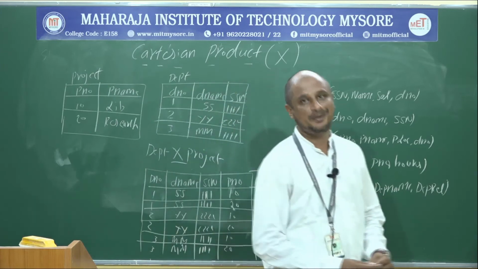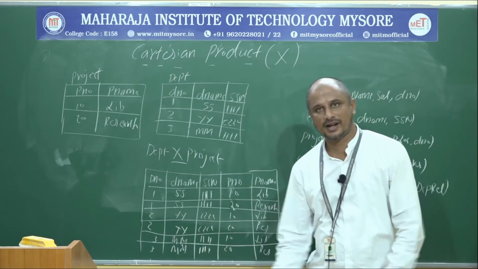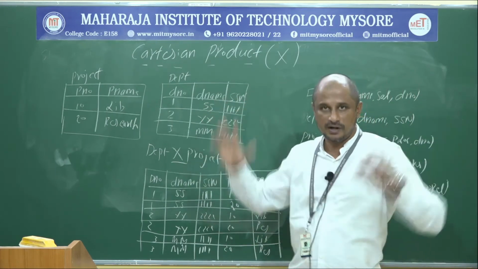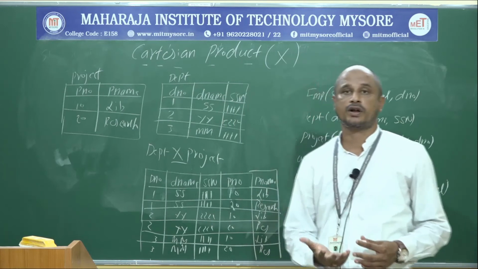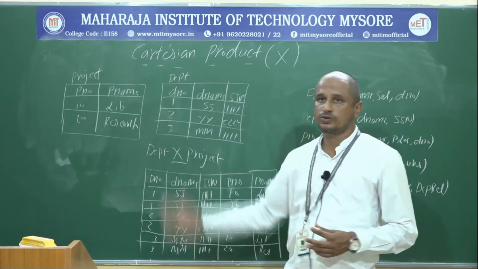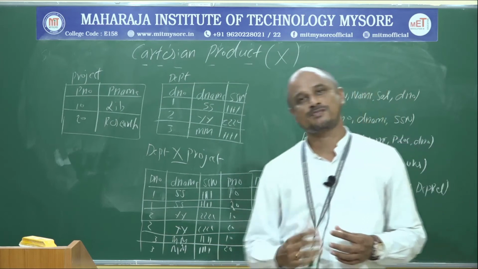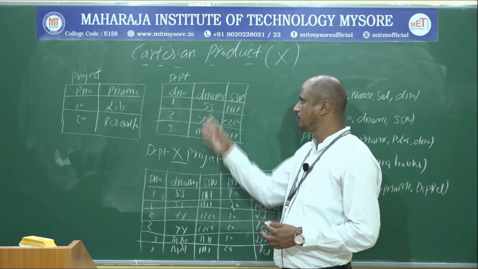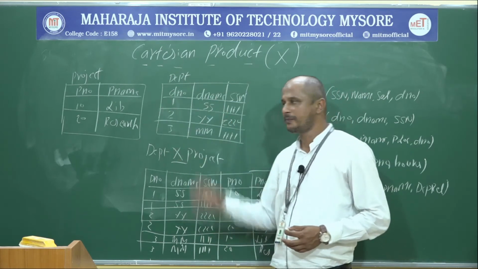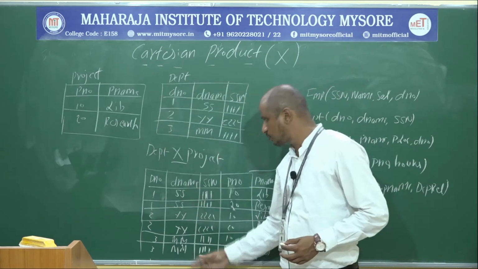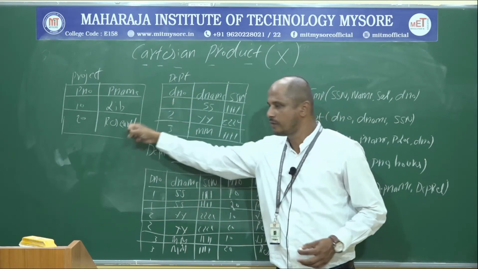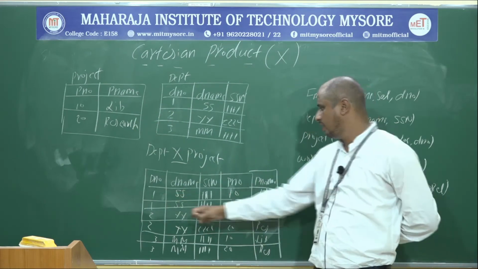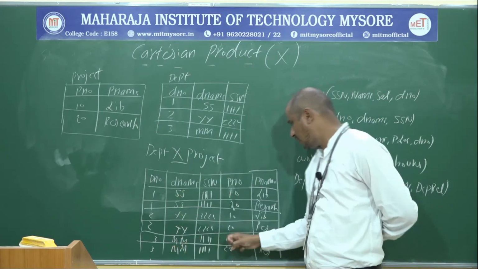So department into project is where I am doing my Cartesian product. There are 3 tuples in one table and 2 tuples in the other, so 3 into 2 is 6 tuples that must appear. 1 will appear 2 times, 2 will appear 2 times, and 3 will appear 2 times: 1 with 10 and 20, 2 with 10 and 20, 3 with 10 and 20.